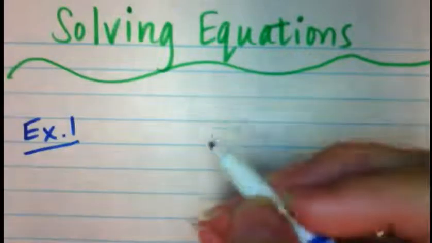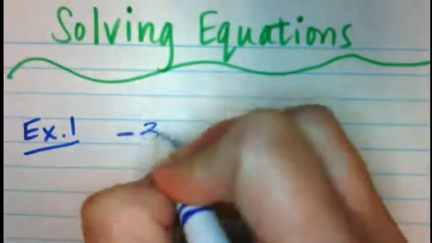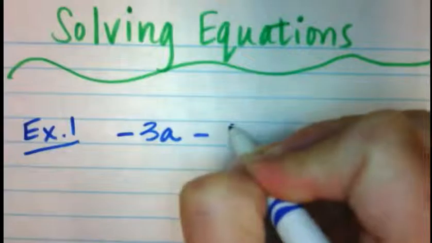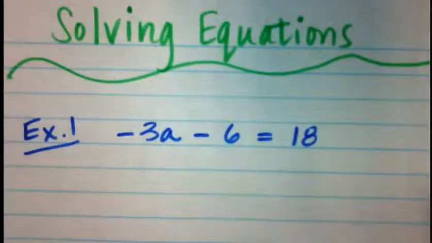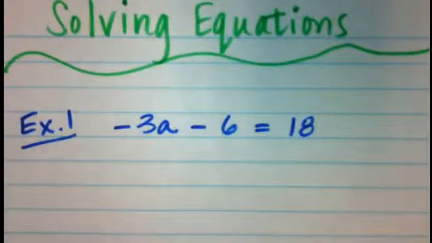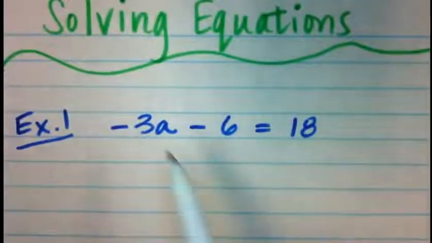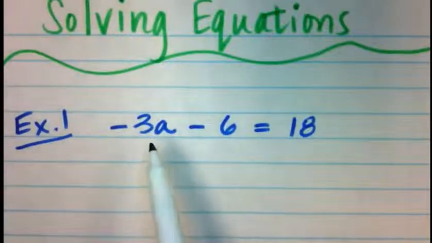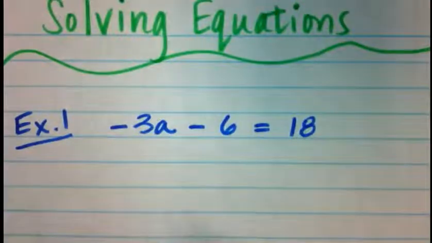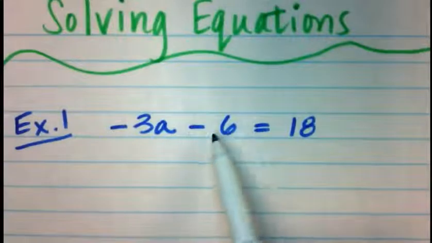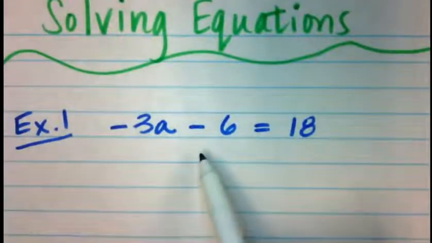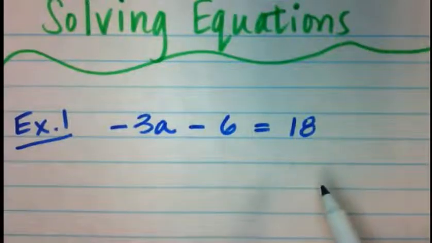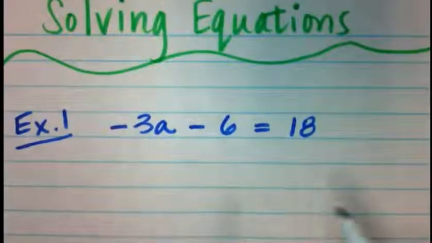So let's say we had negative 3a minus 6 equals 18. All right, so whenever we solve, what we're trying to do is to get the variable isolated. So we want to get the a by itself. And the way we do that is we are going to pull apart these other numbers. And the way to pull these other numbers apart is to cancel them out. So what we do to cancel them out is the opposite.